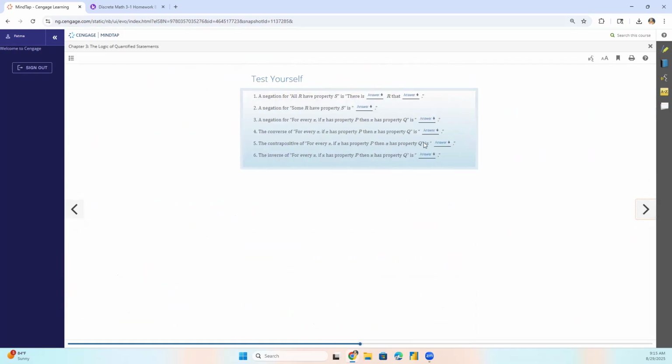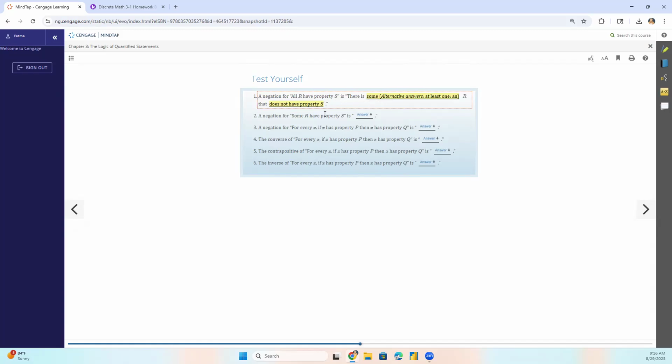Now, if we just summarize what we're learning here: when we have "all R have property S" and you want to negate this, instead of "all R," we use "there's at least one R," or "there is some R that doesn't have the property S." That's the negation. When you have "some R have property S," its negation is "all R don't have property S," or you can just say "no R have property S."